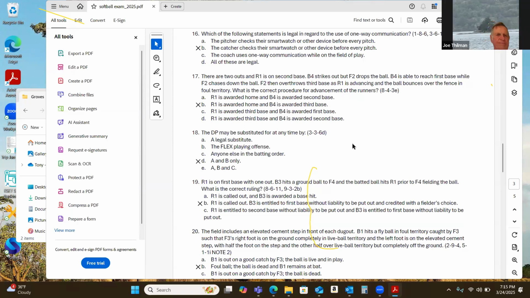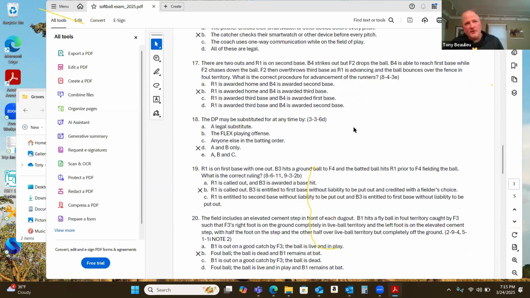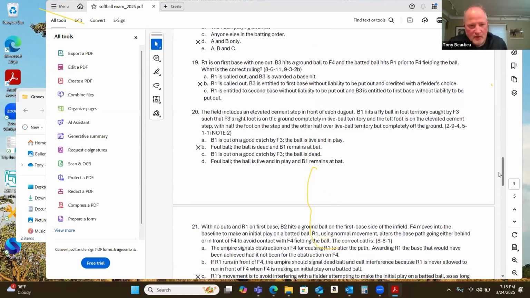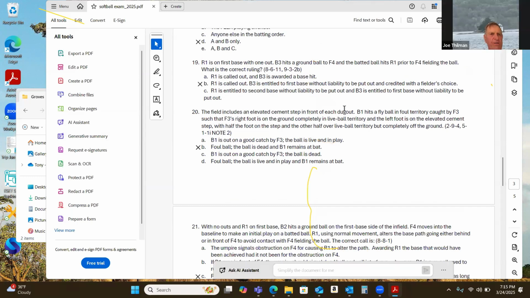Okay. The DP may be substituted for at any time by a legal substitute, because anybody can be substituted by a legal substitute, unless it's a straight designated hitter, or the flex playing offense. Guys, I would encourage you to look up those DP flex rules. There are cheat sheets and cards. We'd be happy to go over it, but it's kind of a hard description, so get yourself comfortable with the rules on that. Coaches usually know what they're doing with it, but don't get caught off guard in case somebody tries to pull some shenanigans.